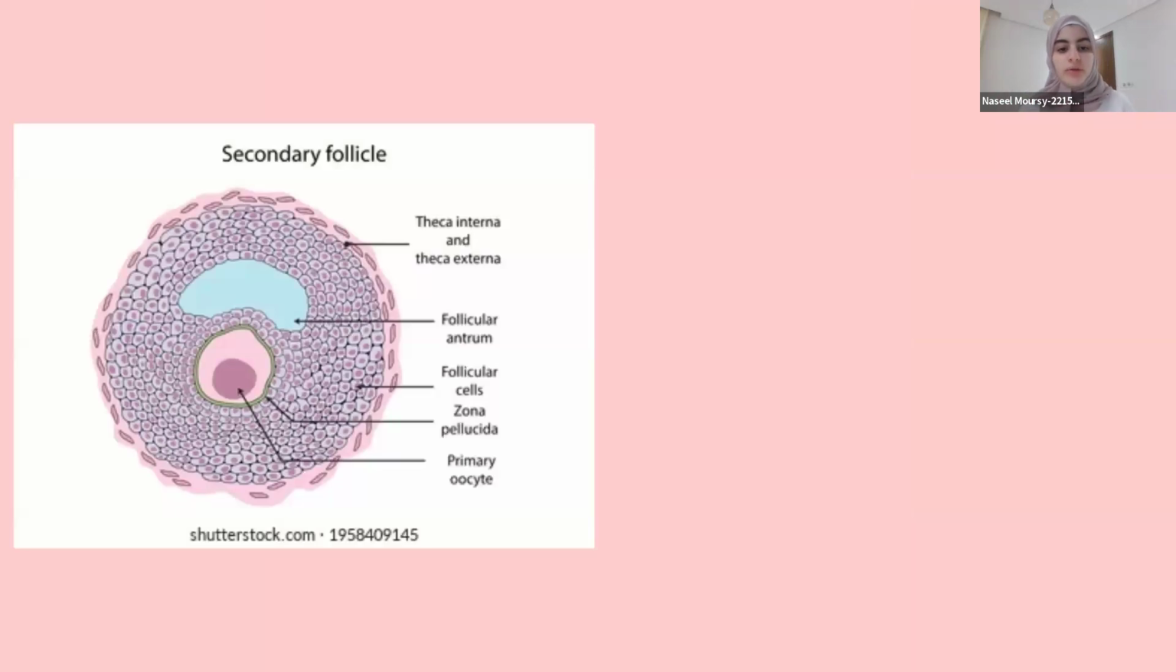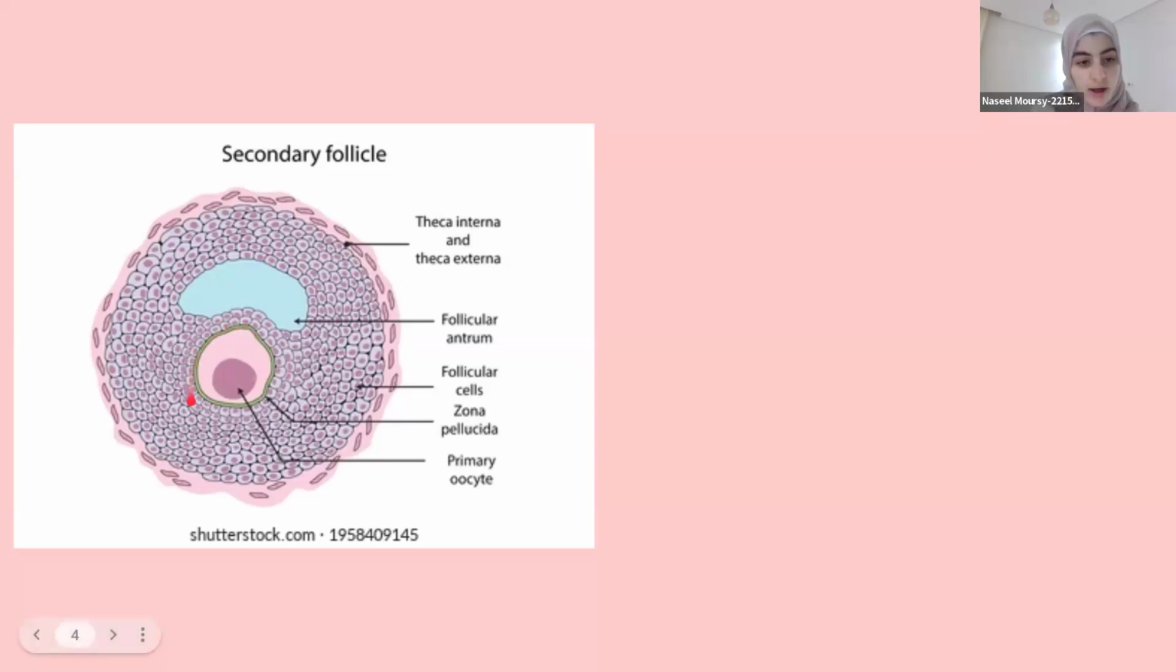Okay. So before we go into the phases themselves and folliculogenesis, let's talk about the general structure of a follicle. Okay. So this is a follicle. It doesn't matter what stage it is. I just want you guys to focus on the structure. Okay. So in the middle here, we see the oocyte, which is the actual egg. Okay. This is what will be fertilized later on.